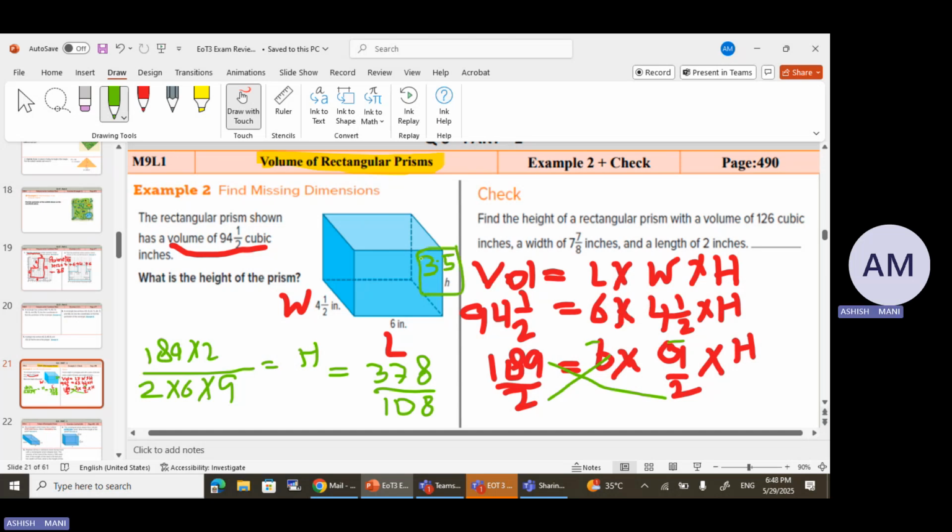So it's very easy how we find the volume of a rectangular prism. And this is how we are doing the questions. So keep practicing all the questions. Thank you.